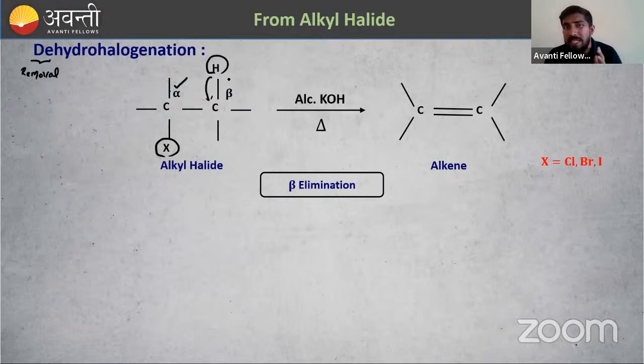So why is it known as beta elimination? From the beta carbon, one hydrogen is removed. That is why it is known as beta elimination. So alpha, beta, beta position, one hydrogen eliminated, right? So that is why it is known as beta elimination.